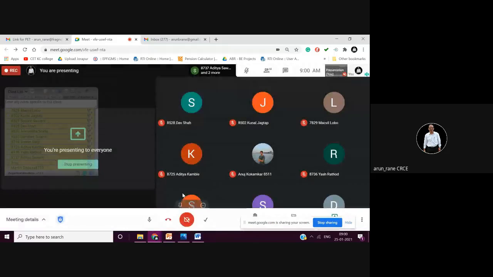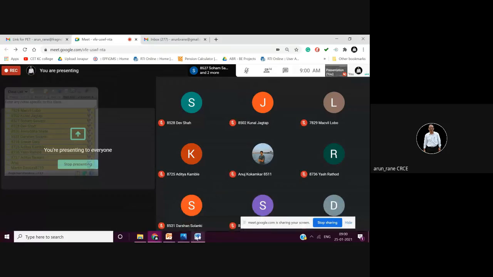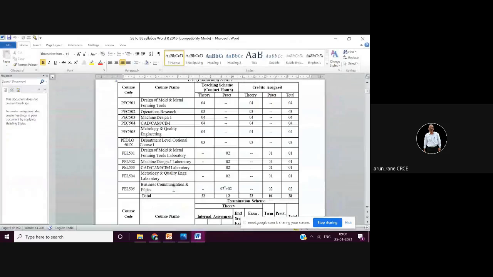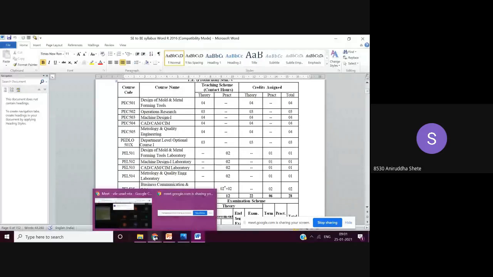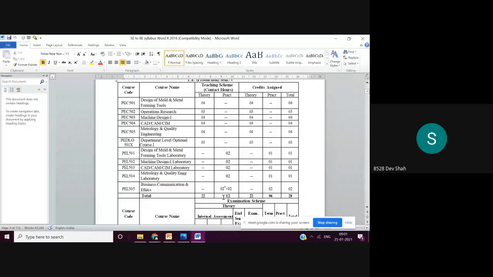The screen is visible, isn't it? So I'll show you the scheme first. I'll explain the scheme. Is the screen visible? Soham, is there? Anybody? Yes, sir, visible. Thank you. Yes, sir, it is visible.